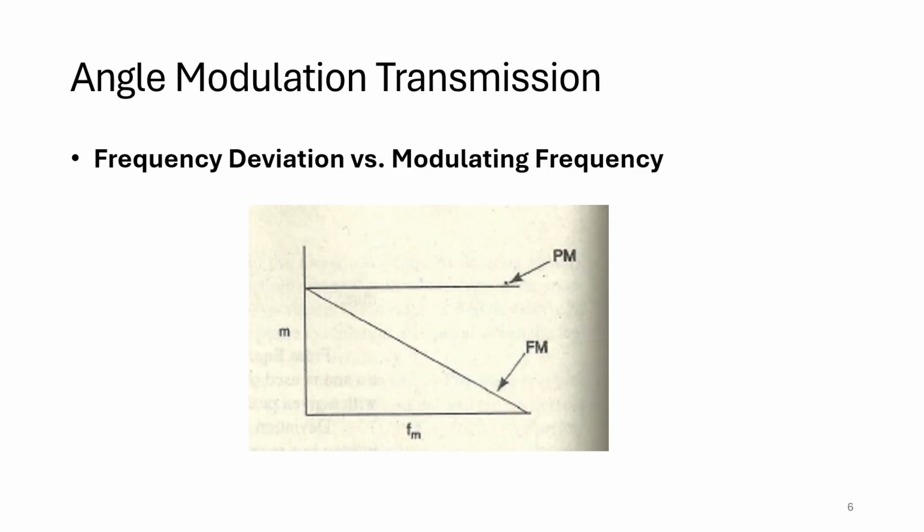So this is for frequency deviation versus modulating frequency. As we can see, your delta F, okay, so this should be frequency deviation and not M. There's an error here, so this should be frequency deviation versus FM. So as we can see, your delta F is only related to FM. PM has nothing to do with it. This is for frequency modulation only.